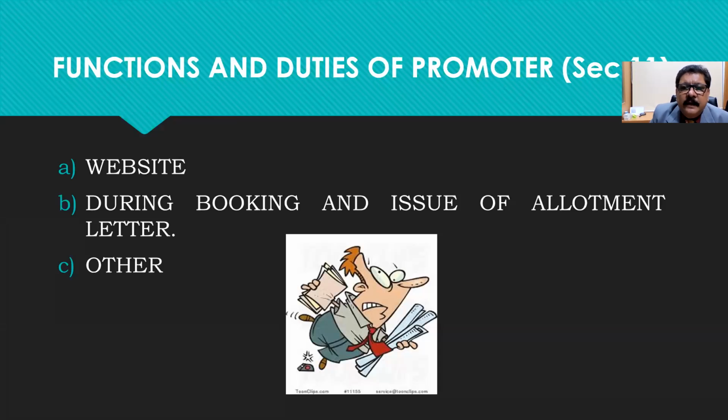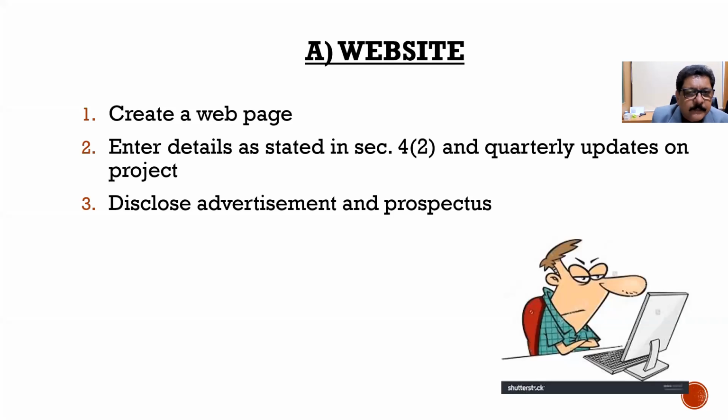Functions and duties of promoter, Section 11. He has to maintain the website during booking and issue of allotment letter. Now, up to 10%, he has to issue the allotment letter. After 10% of collecting the money, he has to enter into an agreement. Create a web page, enter details as stated in Section 4, subsection 2, and quarterly updates on the project. Every 3 months, he has to update what is the progress of the project. Disclose advertisement and prospectus.